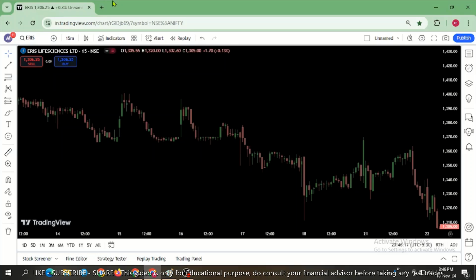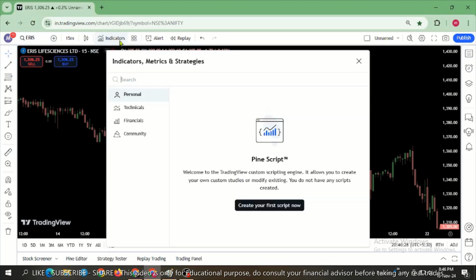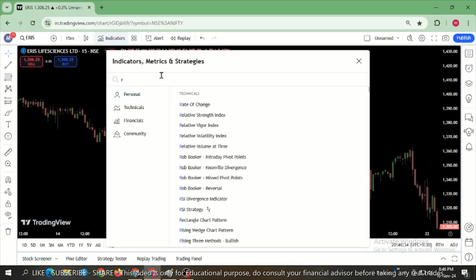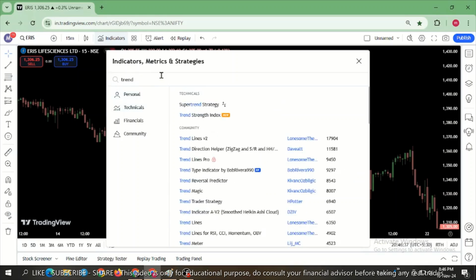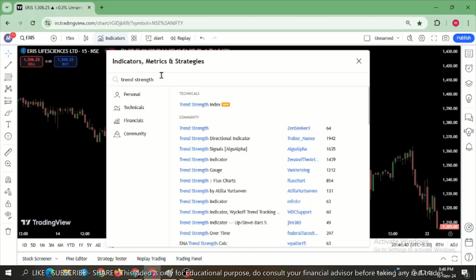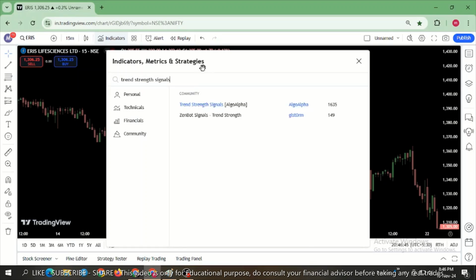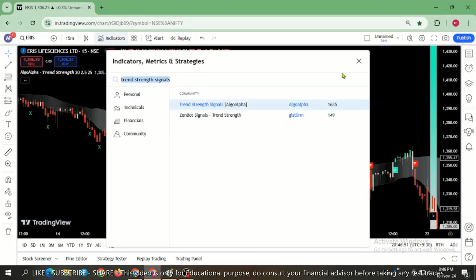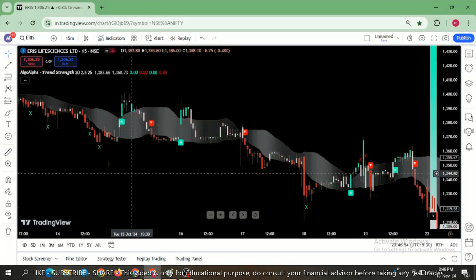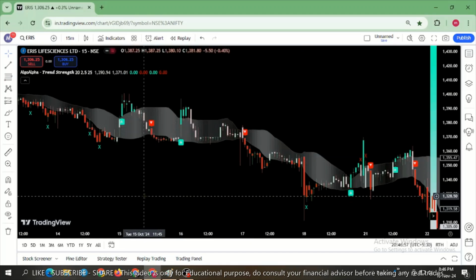Now let us jump to the strategy and see how this simple strategy works, very simple, those who don't know how to work on the stock market can even work with this strategy. It is that simple. You need to type in here: trend strength signals. The first one you get, just click that. You will get a cloud and also buy and sell signals.